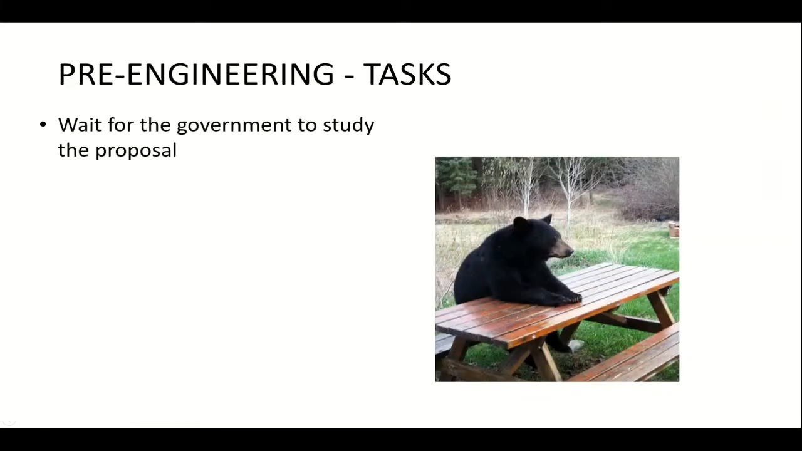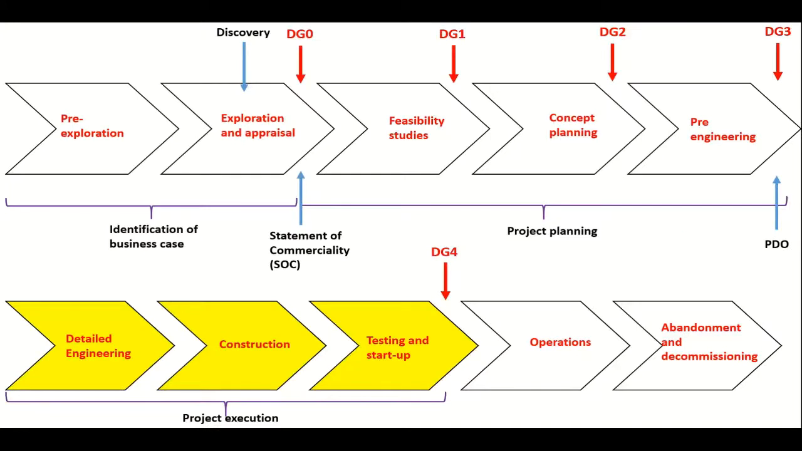Okay, then the PDO and these documents are sent, and the company just waits for the government to study the proposal and approve it, give back comments or suggestions depending on the evaluation. And then after the PDO is approved, the project execution phase starts, where we have these three phases.